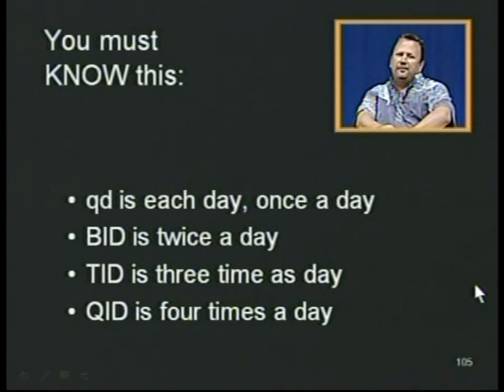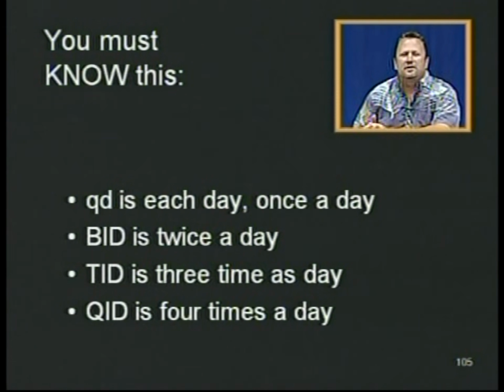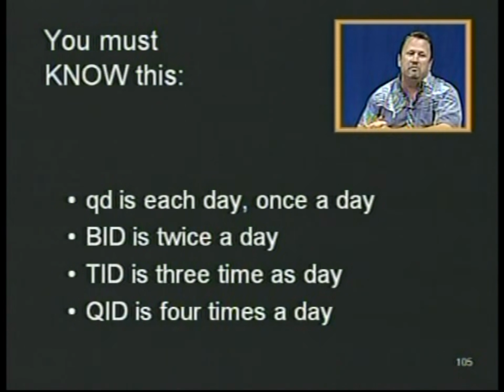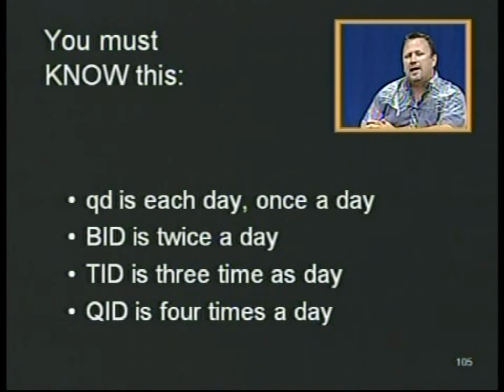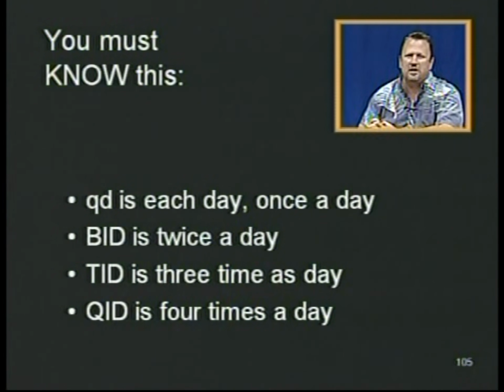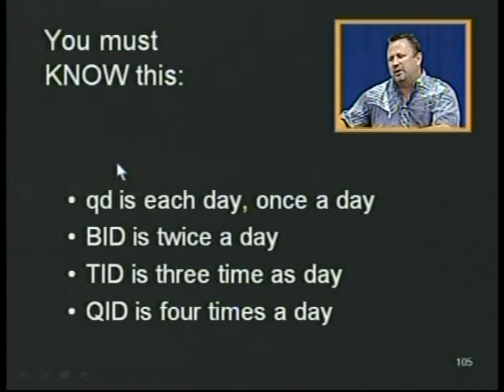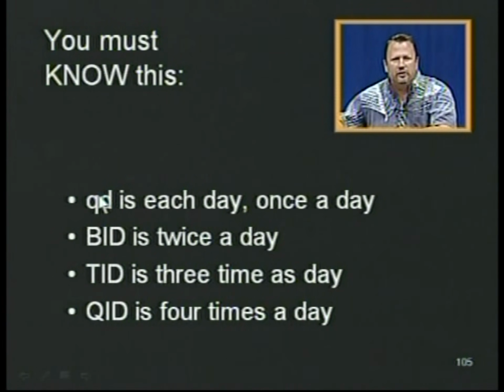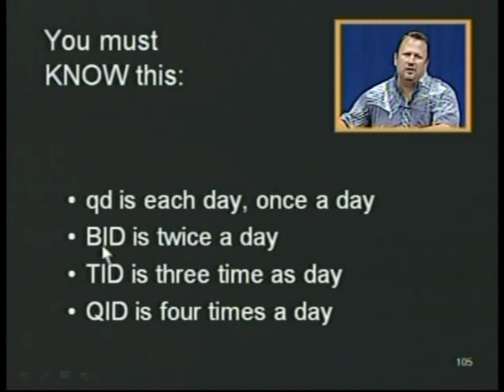You must know this. QD is each day, which means once a day. And notice that's a little q and a little d. A BID is twice a day. Big B, big I, big D. Capital BID is twice a day. Capital TID is 3 times a day, and capital QID is 4 times a day. Please do not capitalize your QDs, and please do not write these in lower caps because that's considered wrong.